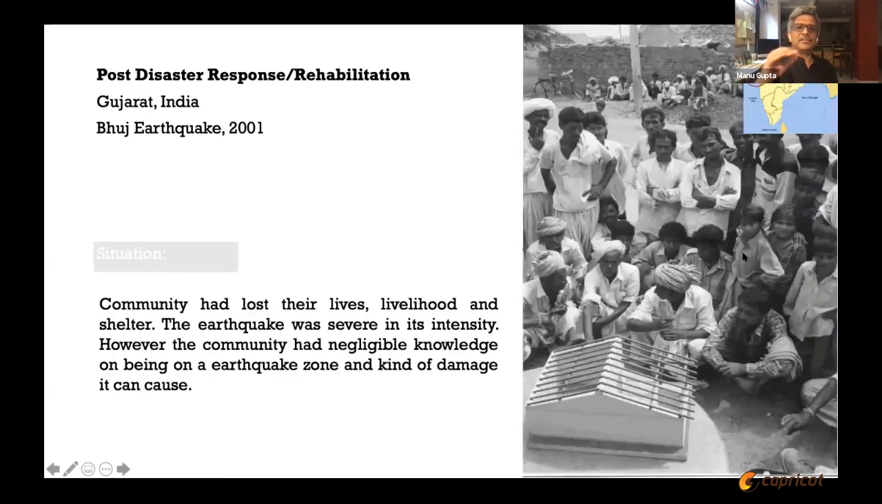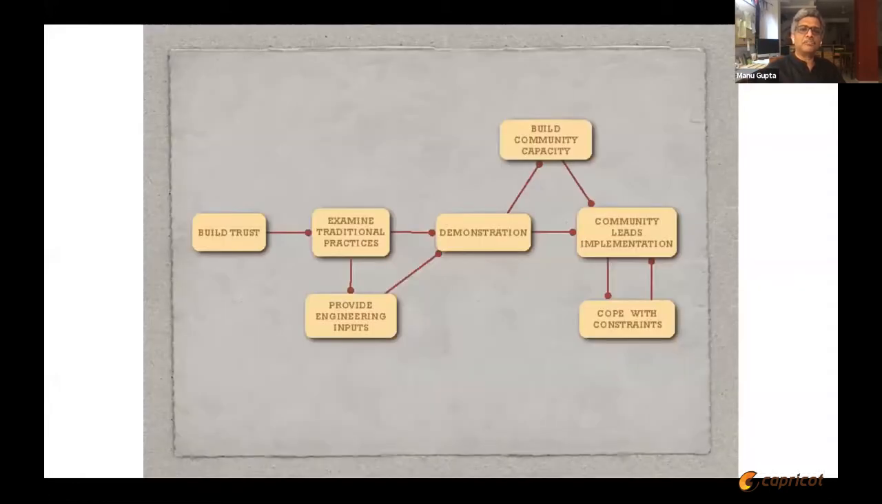Okay, I can't move my slides. Okay, right. So this was from 2001, and we started our work after the Gujarat earthquake, where there was large-scale damage. Some 13,000 people had died. Hundreds of thousands of houses had collapsed, and this is an area which is not prone to earthquakes. So there was negligible knowledge of earthquakes in this community. Keep that in mind, because that became an important factor for us.